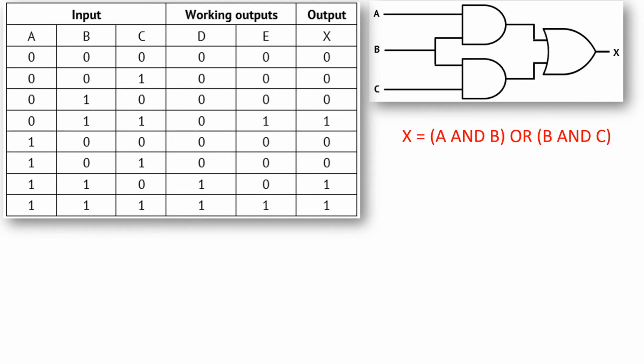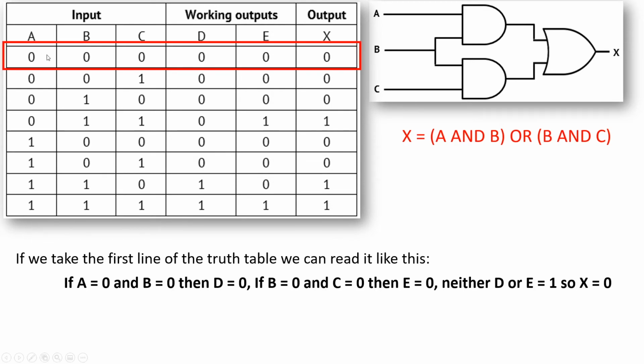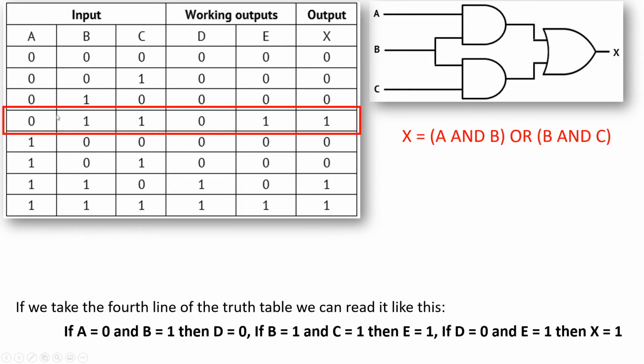Let's take the first line as an example here. A and B, we AND those together, that gets you the working output D, and B and C ANDed together gets you the working output E, which is 0, and then if you OR 0 and 0, you get a 0. Alright, let's take the fourth line. A and B ANDed together, remember AND's like multiplication, so 0 times 1 is 0. And then B and C ANDed together, the 1 and the 1, is a 1. And then we OR these, the D and the E. 0 or 1 is a 1.